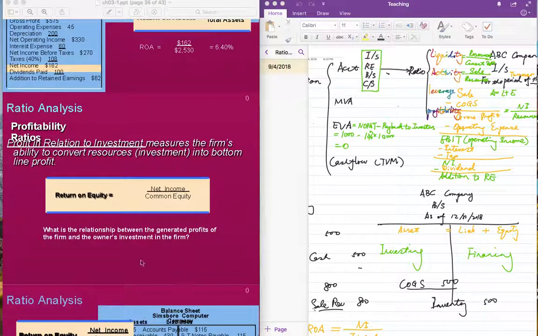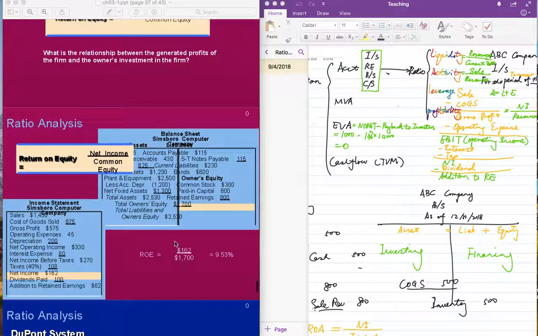Another one is very important to shareholders. If you're an investor in the firm, you hold the stock of this particular firm, you care about what the return is for your investment. So it's called return on equity, net income divided by common equity. For this one it is 9.53. Again, we cannot make a conclusion about whether this is low or high.